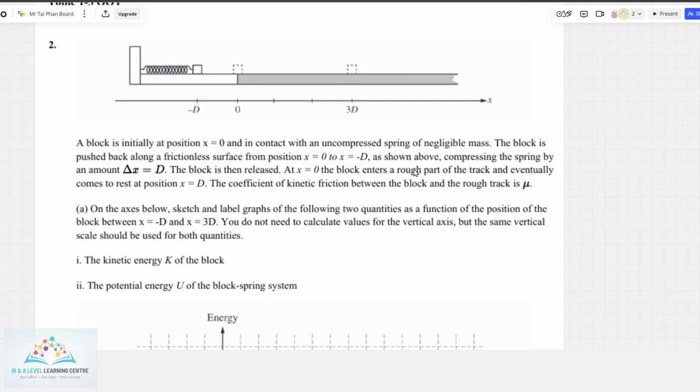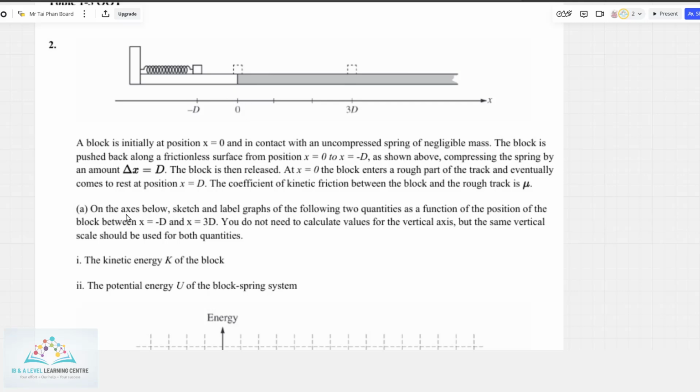The block enters a rough part of the track and eventually comes to rest at the position x equals d here. The coefficient of kinetic friction between the block and the rough track is mu. It enters the rough part at this position.